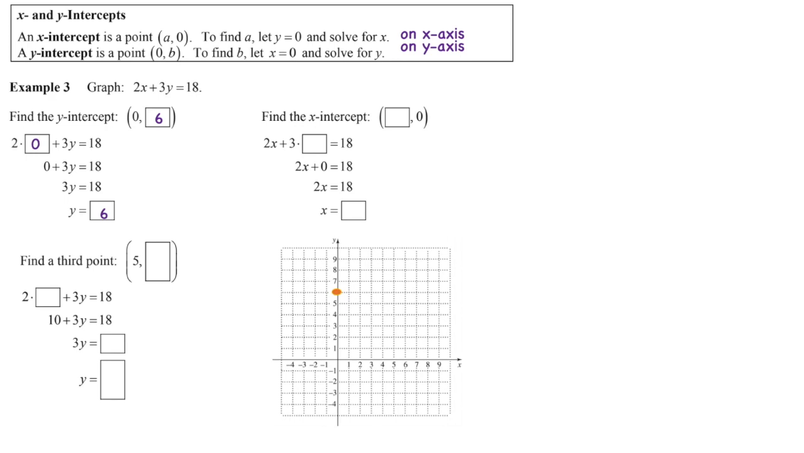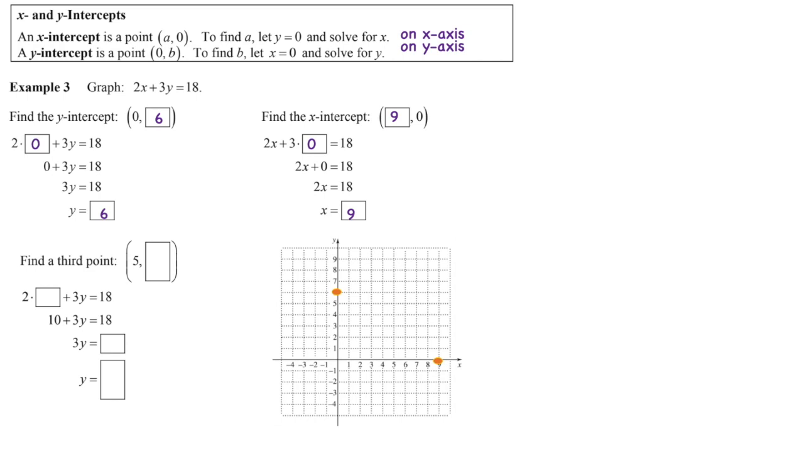To find the x-intercept, we will substitute 0 in for our y value and solve for x. So 2x plus 3 times 0 gives us 18. We know that 3 times 0 is 0, and adding 0 just keeps it the same, so 2x is 18. Divide both sides by 2, and we get x is equal to 9. So our x-intercept is the point 9, 0.